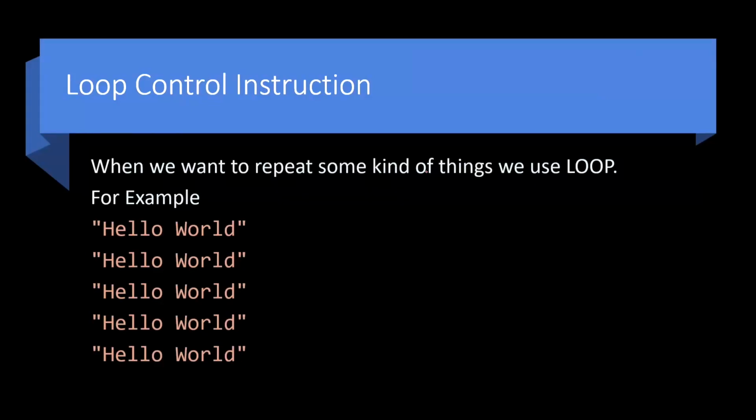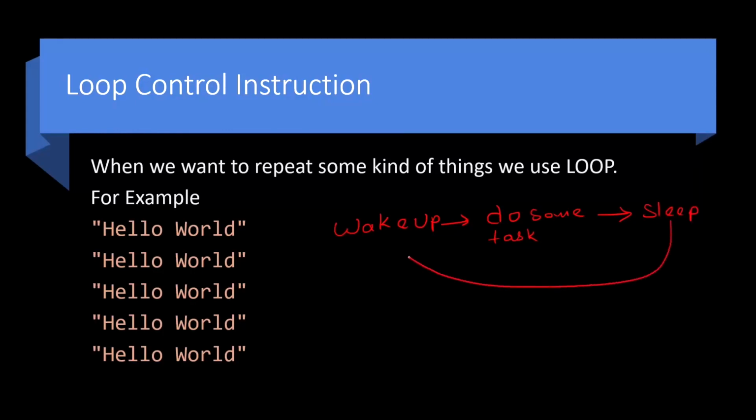What is a loop? For example, we have something like wake up, then we do some task, then sleep. Okay, and this cycle goes from here again and again. It means we wake up early in the morning, and after that we do some tasks, and at night we sleep, and then in the next morning we wake up and do some tasks and then sleep. This is the cycle or loop of our life.